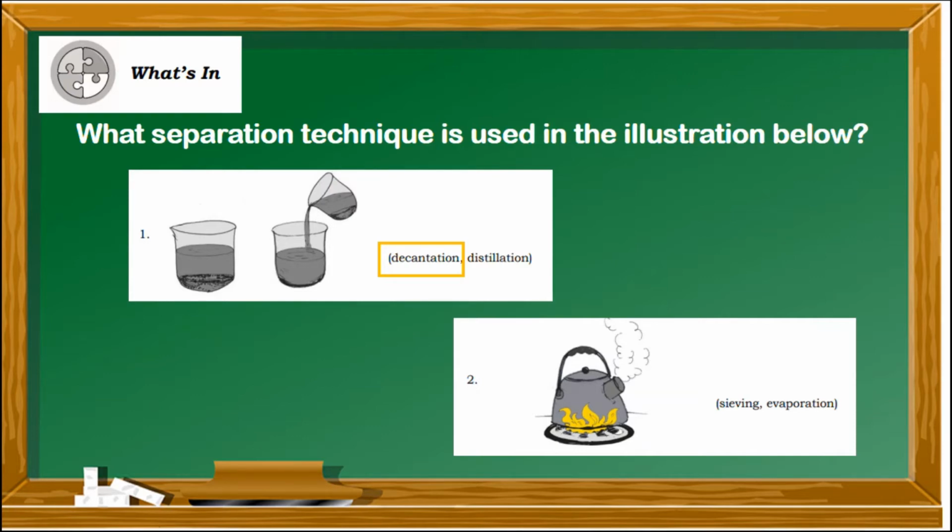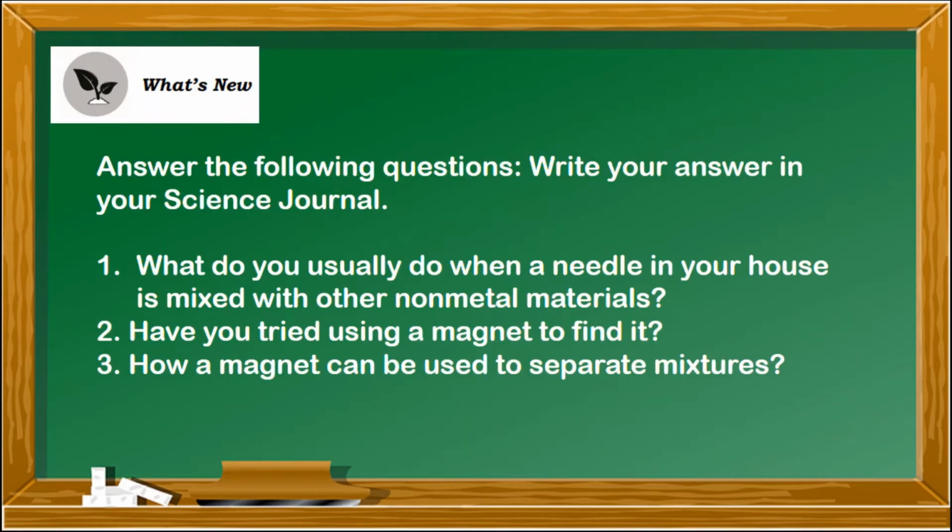Okay. Look at the second illustration. There is a kettle boiling water over fire, on the stove. What do you think is the correct technique of separating mixture from this illustration? It is sieving or evaporation. The right answer for this is evaporation. Very good, children.